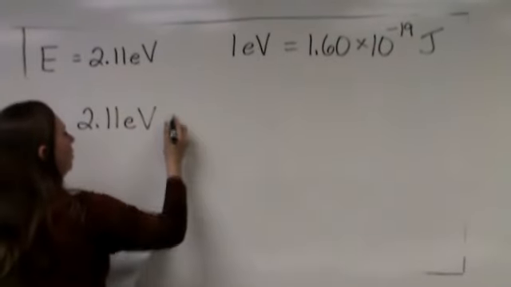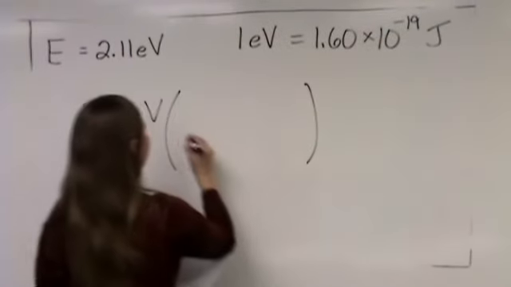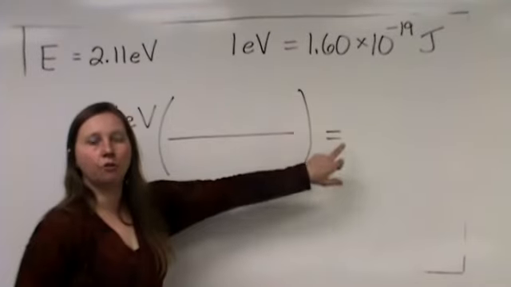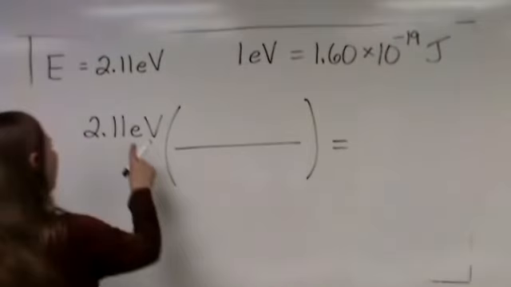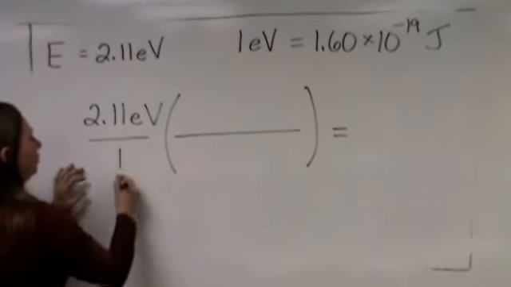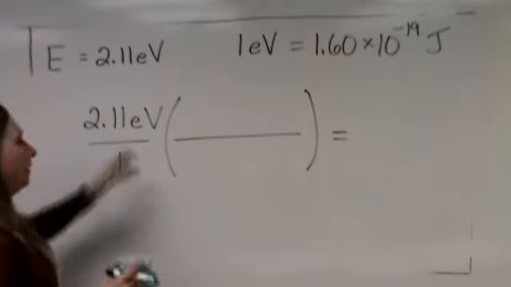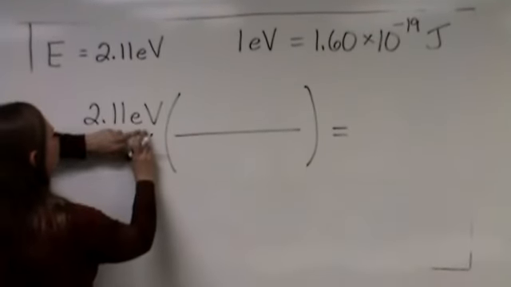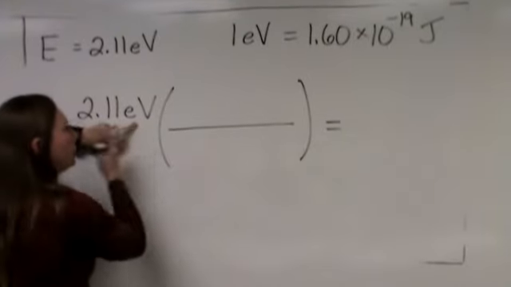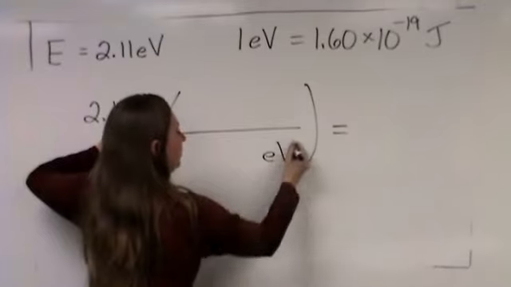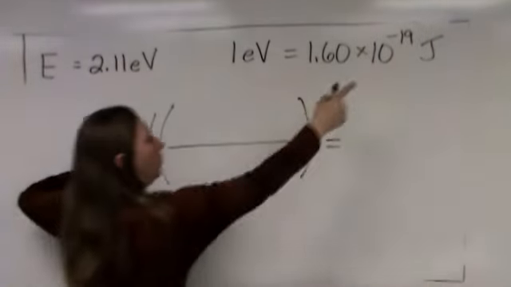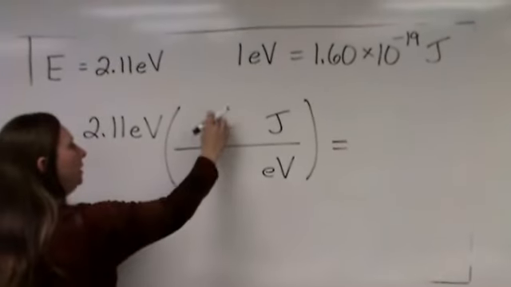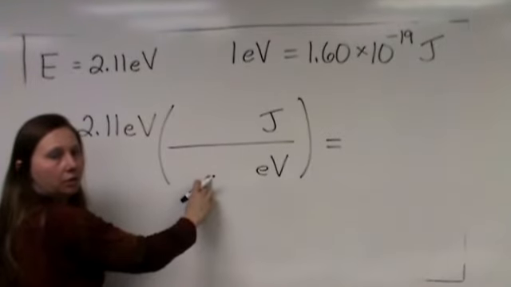2.11 electron volts. I'm doing a conversion, so I put a large set of parentheses. My equal sign is over here. I want to get rid of, now remember, the electron volts are on the top. See them on the top? I can put them over 1 if I want to. Now, I want to get rid of electron volts, so I put electron volts down here on the bottom. I want joules. And in the parentheses, this must equal this.